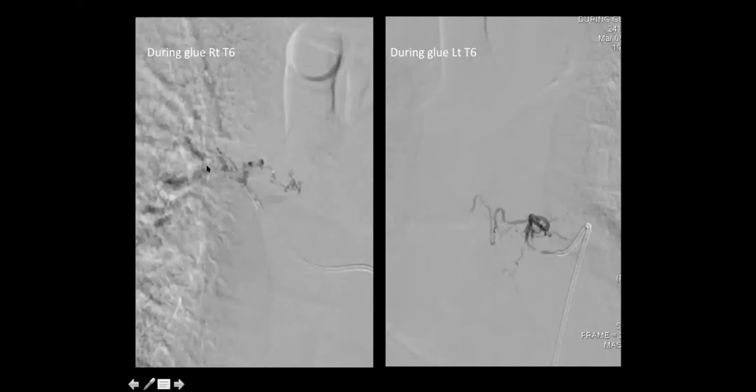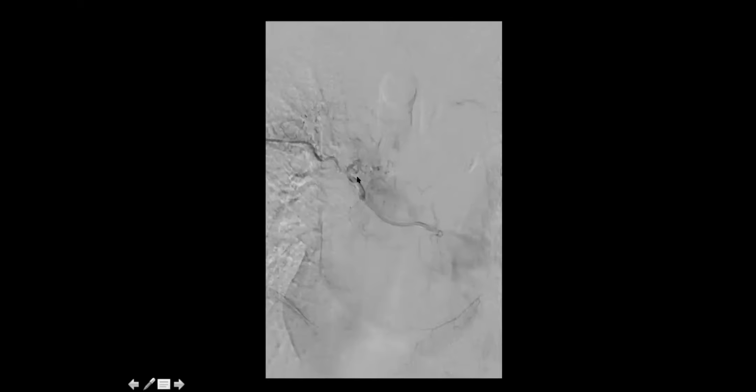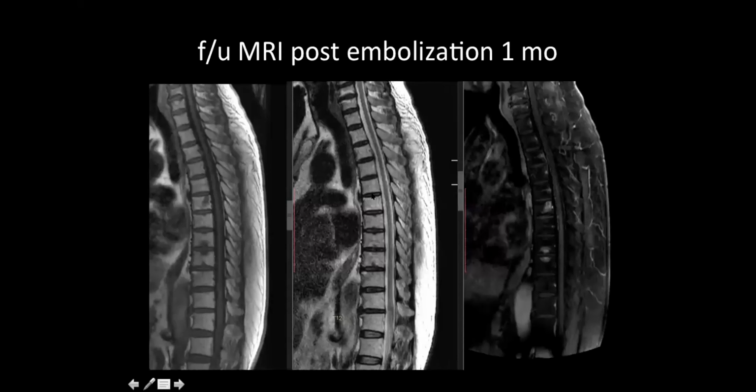So bilateral superselective embolization was done. This is the glue cast seen in the shunt from both sides, and post embolization there is no shunt and no early venous drainage, but we can see this blush of the vertebral body. At one-month follow-up, we can see a complete resolution of the cord edema.